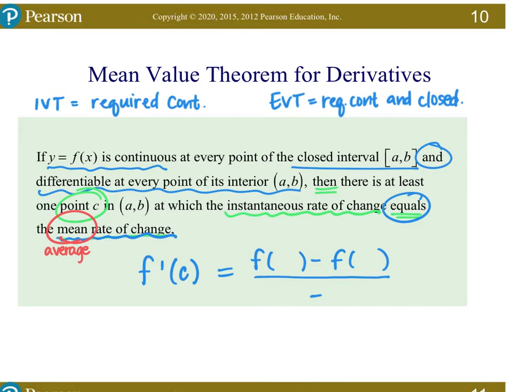over the interval of subtraction. So what points do we use? Well, that's where the closed interval comes into play. And it'll be f of b minus f of a over b minus a. So this is what the mean value theorem says, that the instantaneous rate of change is equal at some point to the average rate of change, or the mean rate of change, that these two things are equal to each other at least once on a closed interval.